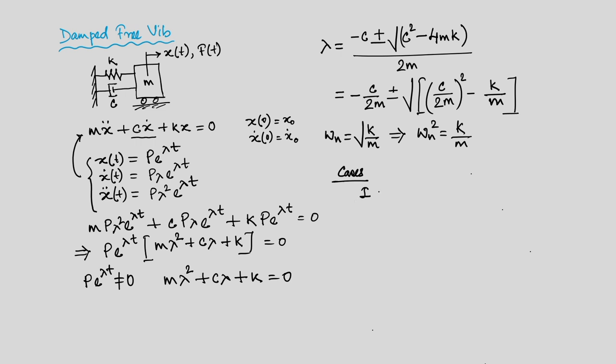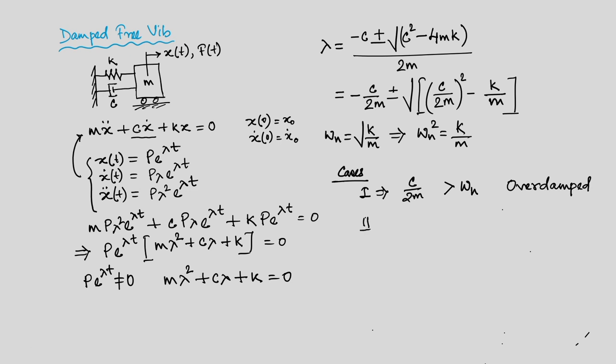Case number one: c by twice m whole square is greater than k by m. In this case, we can actually replace this k by m as omega n square. So this will be omega n square, which means c by twice m is greater than omega n. So that is the first condition. Now, if we have this condition, this is called an over damped system.